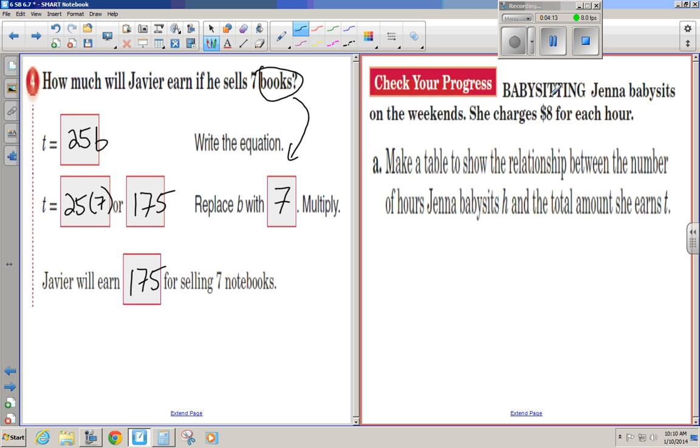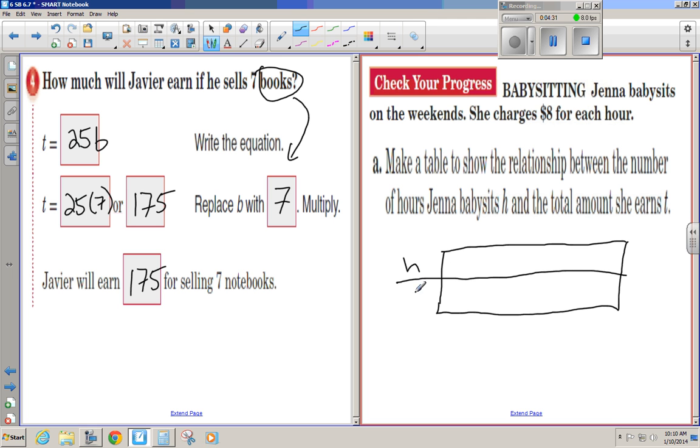All right, babysitting. Jenna babysits on the weekend. She charges $8 an hour. So let's make a table to help us come up with the equation. We're going to put hours here and dollars here. You're going to see that for 1 hour, it's $8. For 2 hours of babysitting, you get $16. 3 hours is $24.